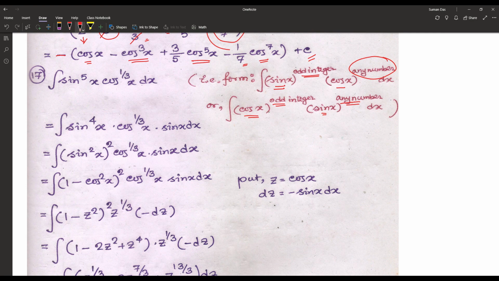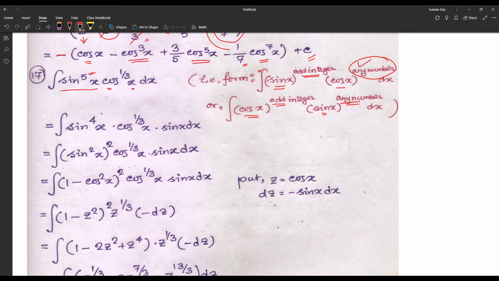Here, integration of sin to the power 5x into cos to the power 1 by 3x. Now check the first form. That means sin x to the power 5, that is an odd integer, and cos x whole to the power 1 by 3, that is any number. So the same thing is being done here. That is sin to the power 5.